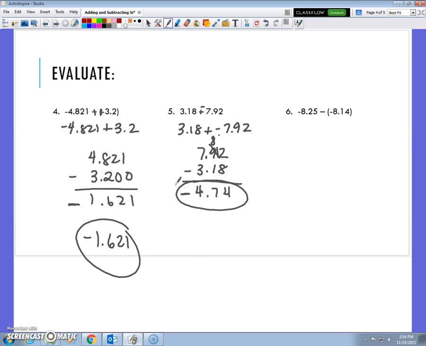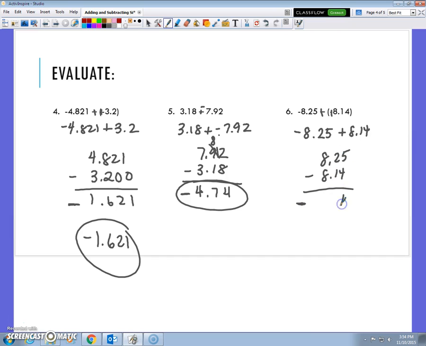Once again, we have a double subtraction. I'm going to do a change, and now my actual question is negative 8.25 plus 8.14. And so, same signs add and keep, they're not the same, different signs subtract. 8.25 minus 8.14. And I'm going to keep the sign of the bigger number. Now 8.25 is a little bigger than 8.14, so I'm going to keep it negative. Now I'm going to just do my subtraction.